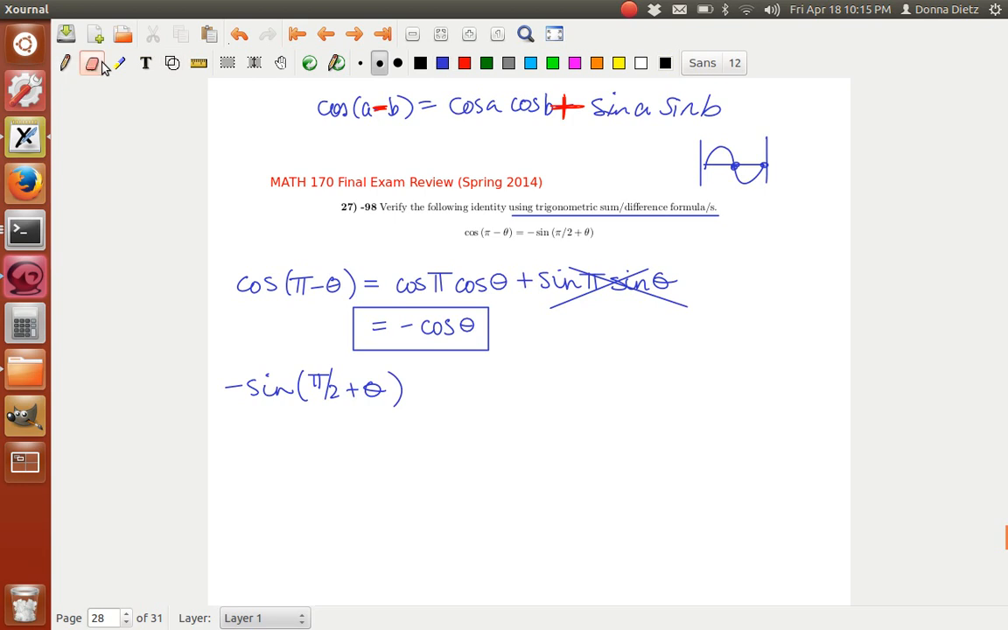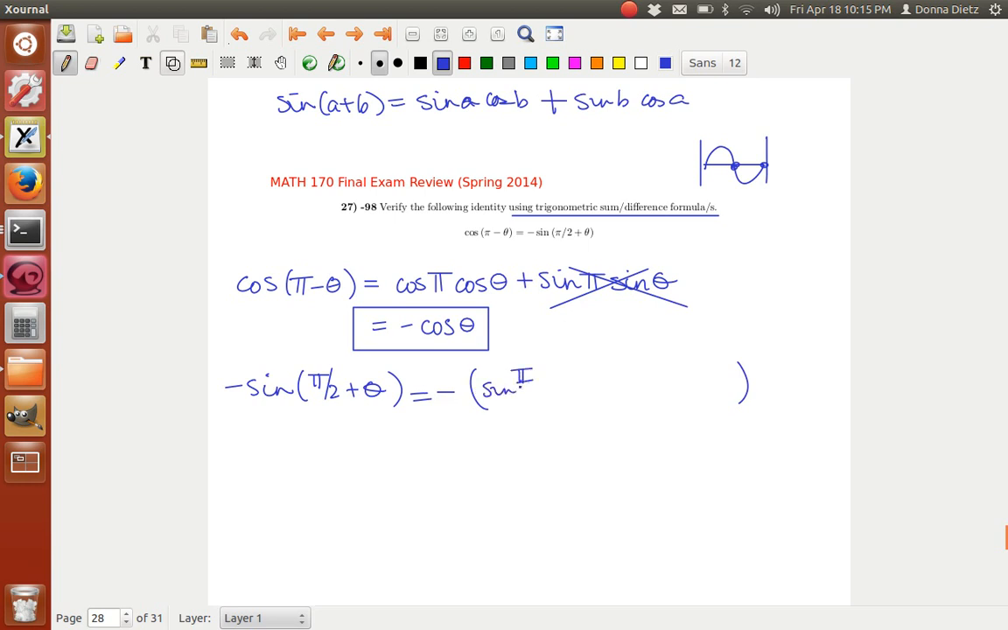Well, we need the other formula: sine of a plus b equals sine a cosine b plus sine b cosine a. There we go. So let's plug everything in, except that there's a minus outside of the whole mess. Great. Sine of pi over 2, cosine of theta, plus sine of theta, cosine of pi over 2.